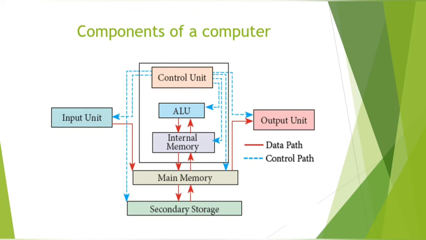The central processing unit has the components control unit and ALU. What is the expansion of ALU? Can you say? Yes, good. Arithmetic logic unit. And then internal memory. So the components of the CPU are the control unit, ALU and internal memory.